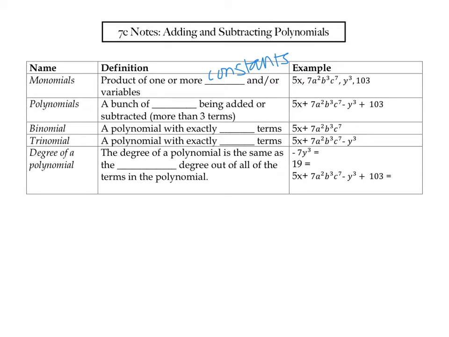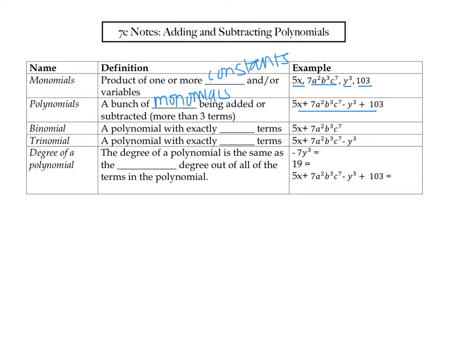Then next we can talk about polynomials. So that's a bunch of monomials being added or subtracted together. If you look at our examples here on the right, we've got our monomials, which is just one term. So like 5x, or a string of things being multiplied, or y to the third, or just a plain number. Those are all monomials. But when we add them all together, that's when it turns into a polynomial.